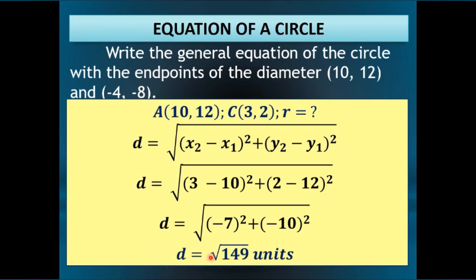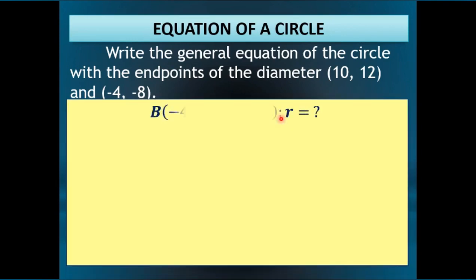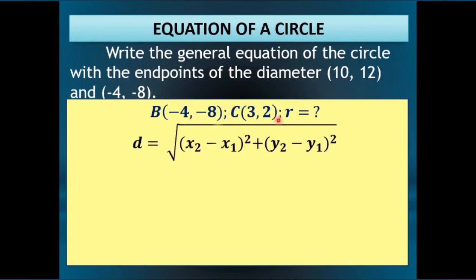So the distance between these two given points will be square root of 149 units, which is actually the length of the radius. Now let us try to use the second endpoint, which is negative 4, negative 8, with the center 3, 2 to identify the length of the radius. So given again our point B, which is negative 4, negative 8, and the center is 3, 2. Let's identify the radius using again the distance formula.